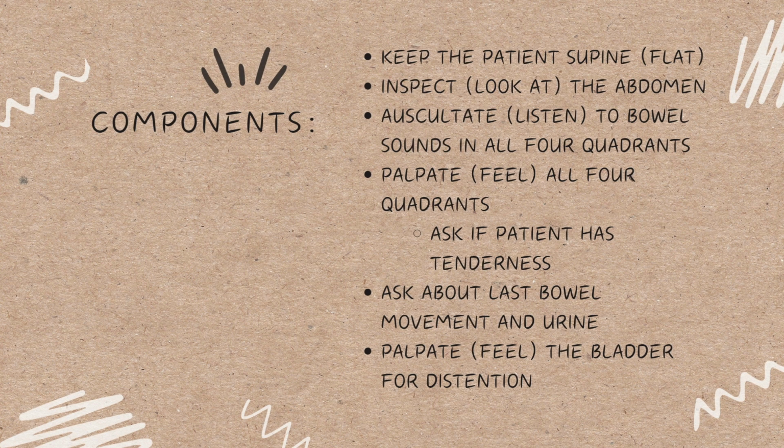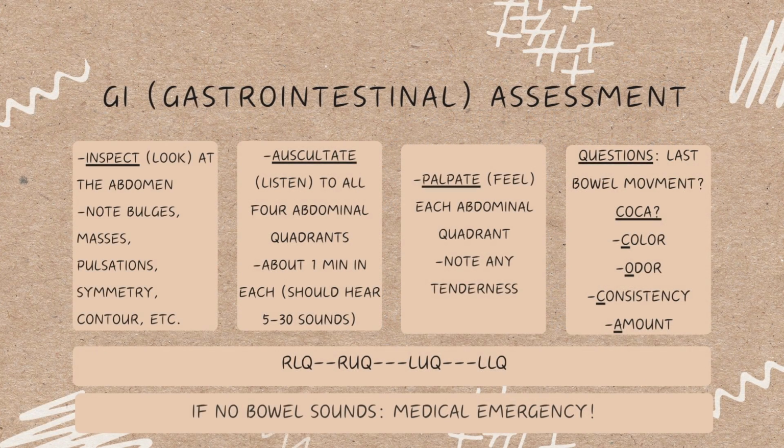You also want to palpate or feel the bladder for distension. So for the GI assessment or gastrointestinal assessment, we want to look, listen, then feel. Inspect, auscultate, palpate. So first we're going to inspect or look at the abdomen. We'll note any bulges, masses, pulsation, symmetry, the contour, basically anything abnormal we're wanting to note and to chart.